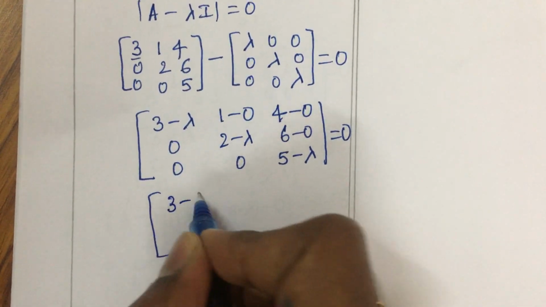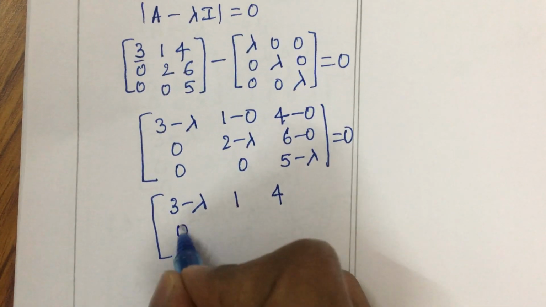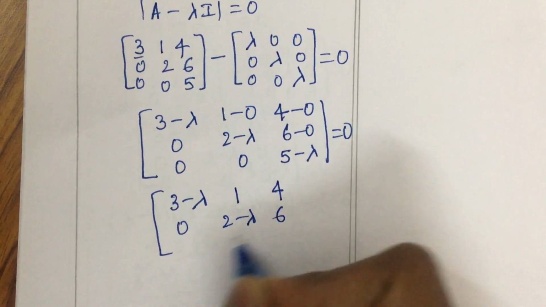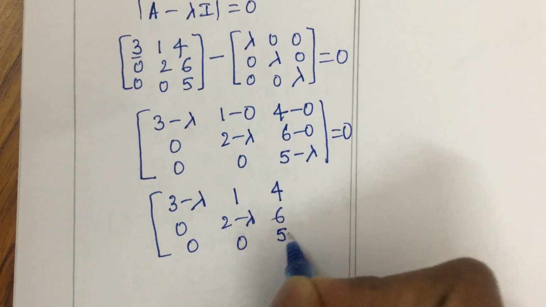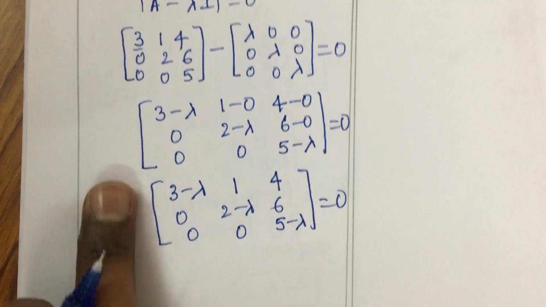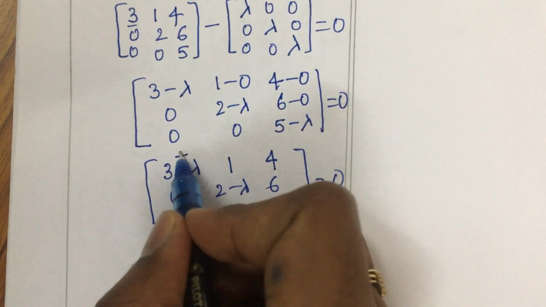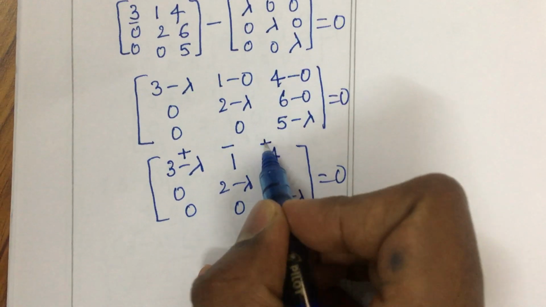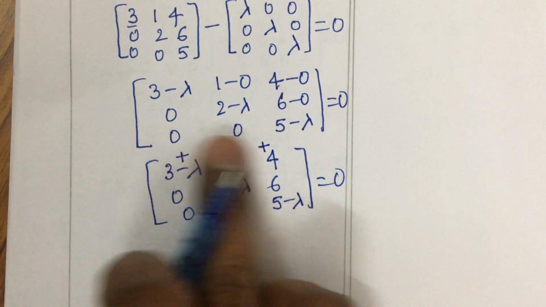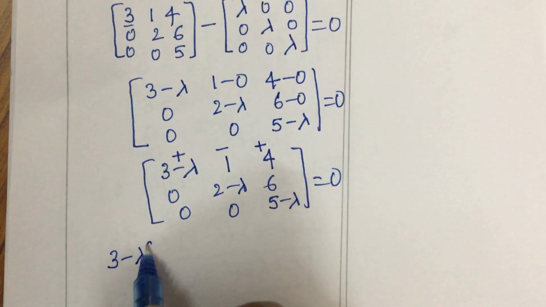So this is further written as the determinant of [3 minus lambda, 1, 4; 0, 2 minus lambda, 6; 0, 0, 5 minus lambda] equals 0. Let's work out the determinant of this matrix in order to get the roots. How to work out the determinant? The signs are positive, negative and positive. So this row and this column need to be eliminated, so that you get the determinant with respect to 3 minus lambda.